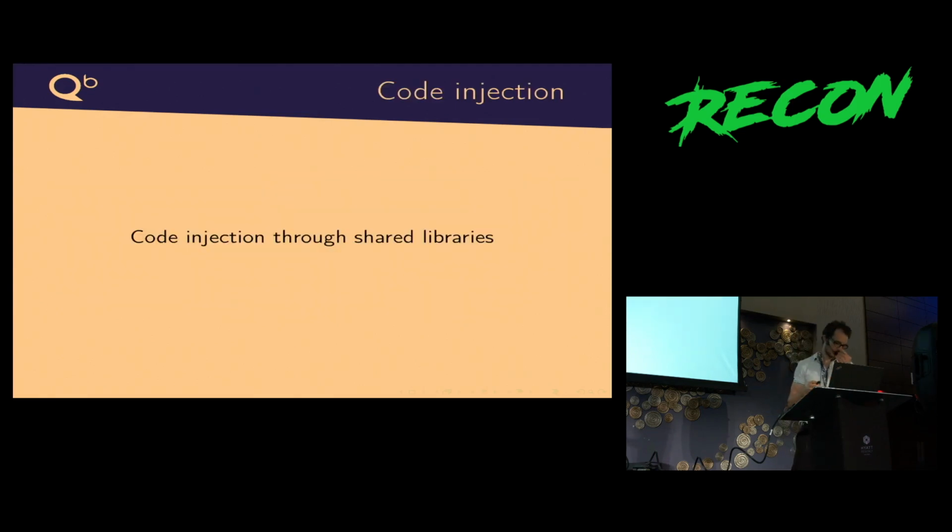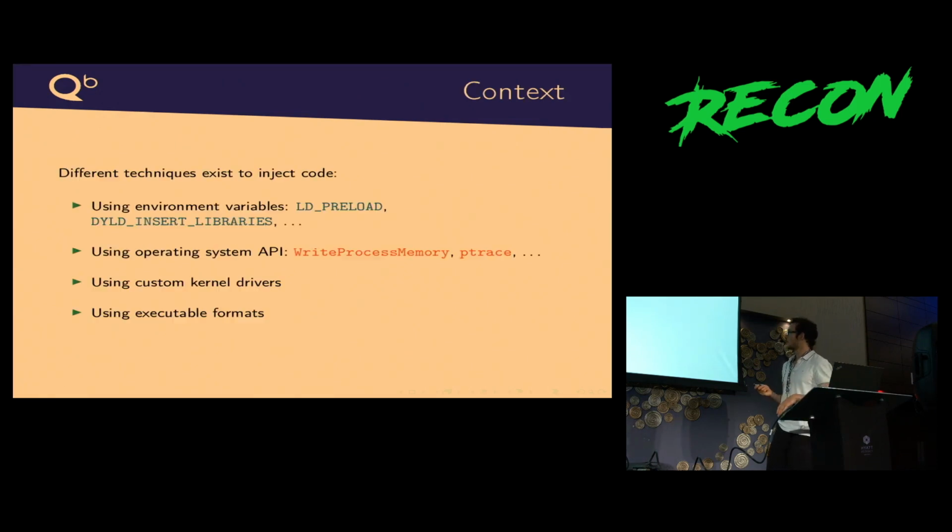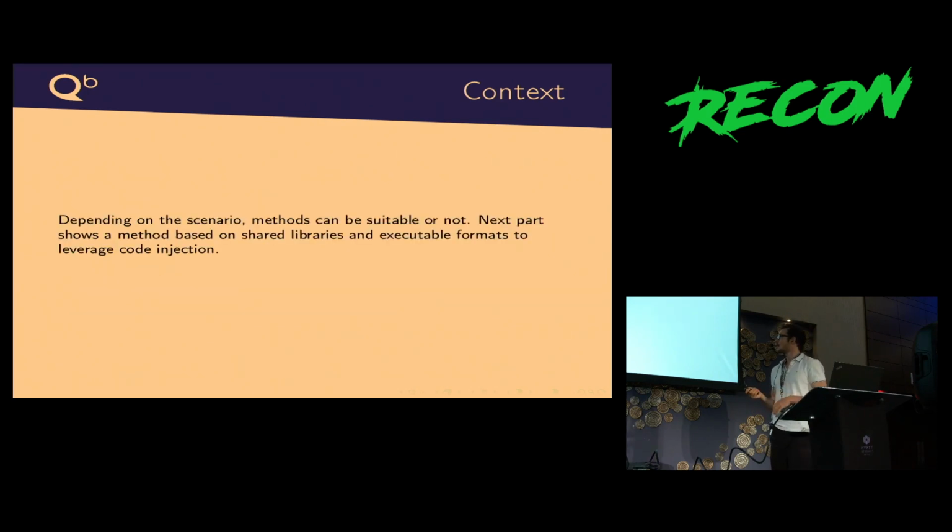So now I will move to the last modification, which is code injection. Actually, there are different techniques to do code injection. You can use environment variables. You can also use operating system APIs like ptrace or WriteProcessMemory. And you can also use a custom kernel driver, or you can use formats. And depending on the scenario, some methods are suitable or not.